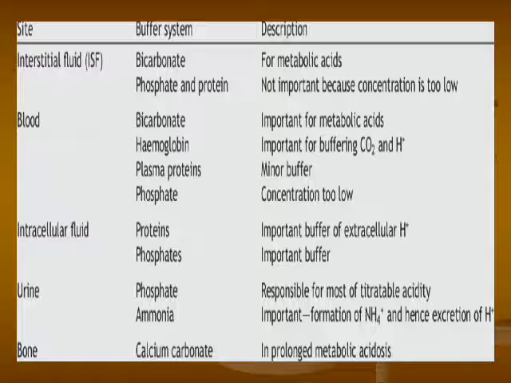The intracellular fluid has a buffer system of proteins, which is important for buffering of extracellular hydrogen ion. The phosphates are also important for buffering. The urine has a buffer system of phosphate, which is responsible for most of the titratable acidity. The ammonia is important for the formation of ammonium and hence excretion of the hydrogen ion. And lastly is the bone, which has calcium carbonate, which is important in prolonged metabolic acidosis.